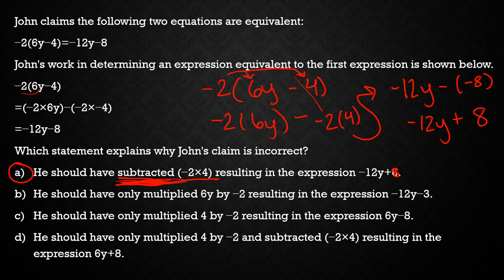Oh wait, let me reread here. He should have multiplied 4 by negative 2. Sorry, I'm just double checking and reading through all of these before I jump too far ahead. Because what we did was, our error was in this multiplication here, not the subtraction, right? So make sure you're always reading through your answers carefully. So that means that he should have multiplied 4 by negative 2, and then that results in the expression negative 12y plus 8.